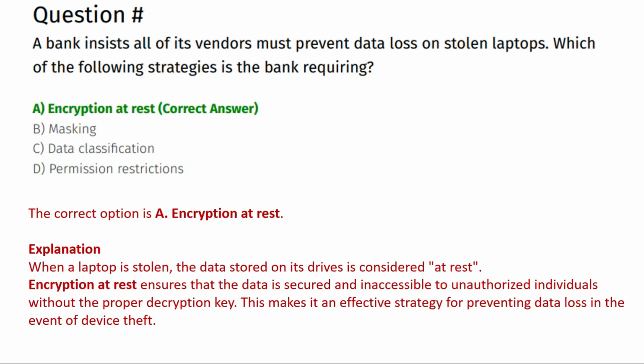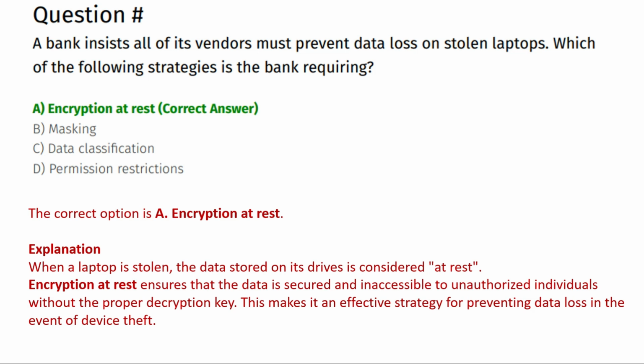The next question is, a bank insists all of its vendors must prevent data loss on stolen laptops. So which of the following strategies is the bank requiring? Option A, encryption at rest. Option B, masking. Option C, data classification. Option D, permission restrictions. And the correct answer for this question is option A, encryption at rest.